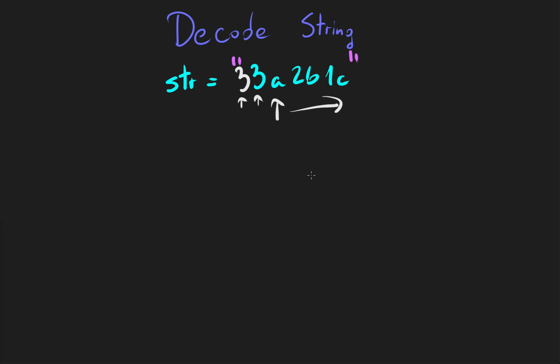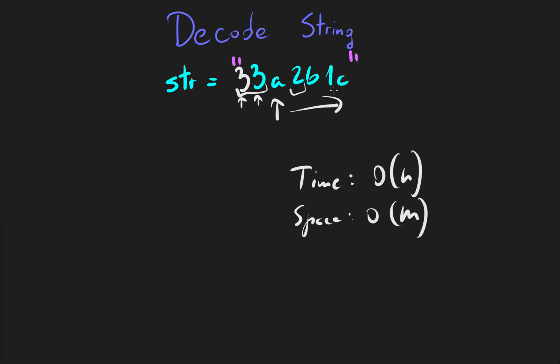So for time and space complexity, for this solution, time would be O of n, where n is the number of characters. We need to go through each character. And for space, we could say it's O of m, where m is basically the sum of all of the numbers, right? Because we're building an additional array here. Cool, this would be one solution.